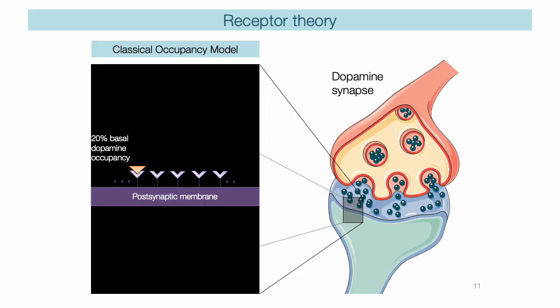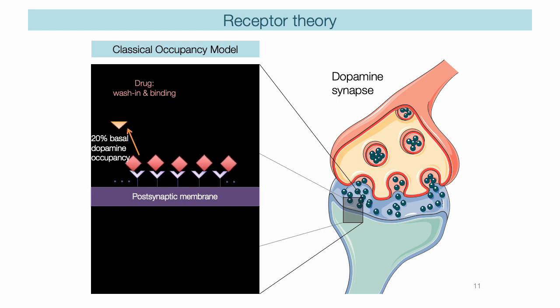So just to start off with a little bit of receptor theory of the dopamine receptor here. In a classical occupancy model, we think of the postsynaptic membrane as being occupied by dopamine receptors. In this case, this would be D2 receptors if we are imaging with a radiotracer, C11 raclopride. Some of those receptors are occupied by baseline dopamine, or endogenous dopamine.